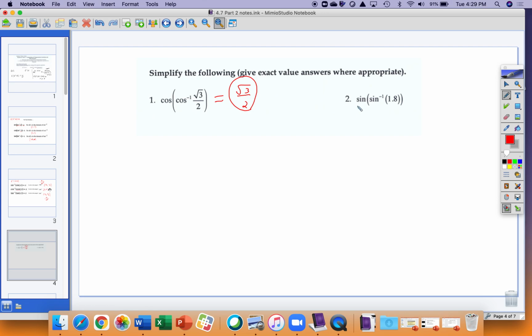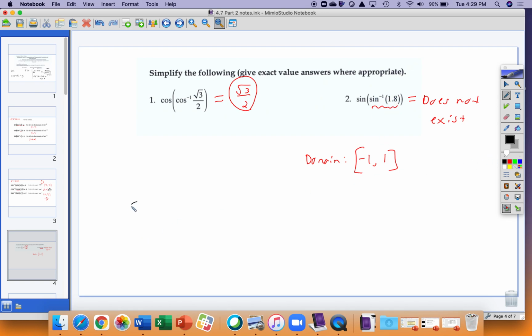Over here, I have sine of sine inverse of 1.8. Is 1.8 in the domain of sine inverse? No, it is not. Remember, the domain is negative 1 to 1. So if I tried to do this by hand and find sine inverse of 1.8 first in my calculator, I would get what's called a domain error. This answer does not exist because I'm not able to find the sine inverse of 1.8.